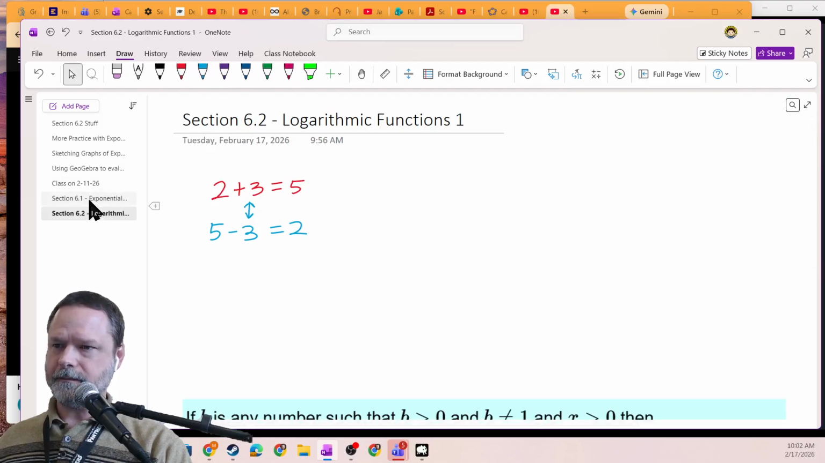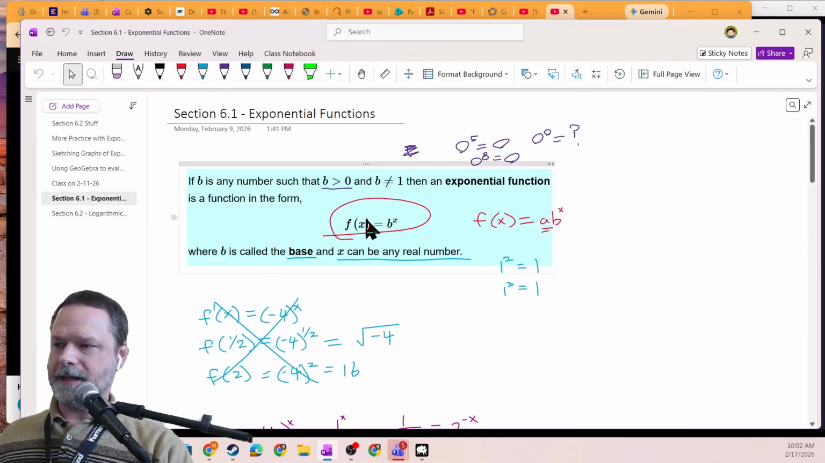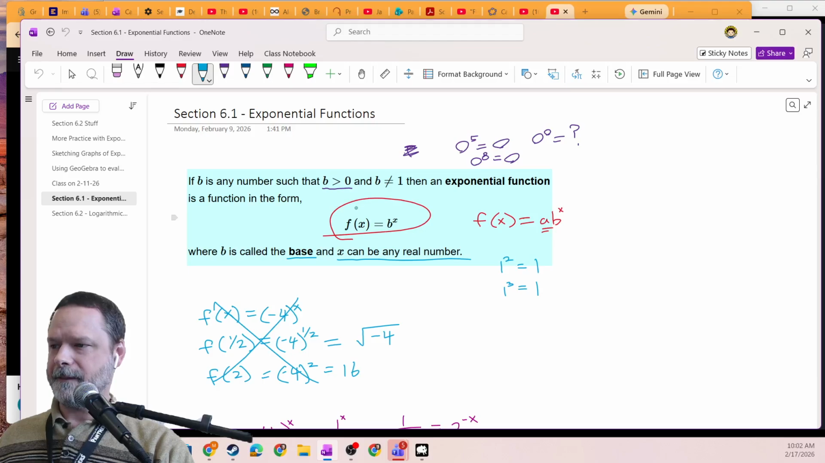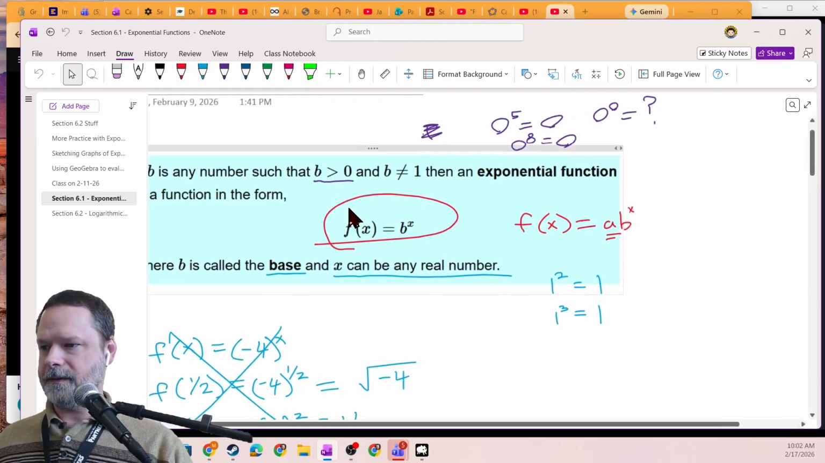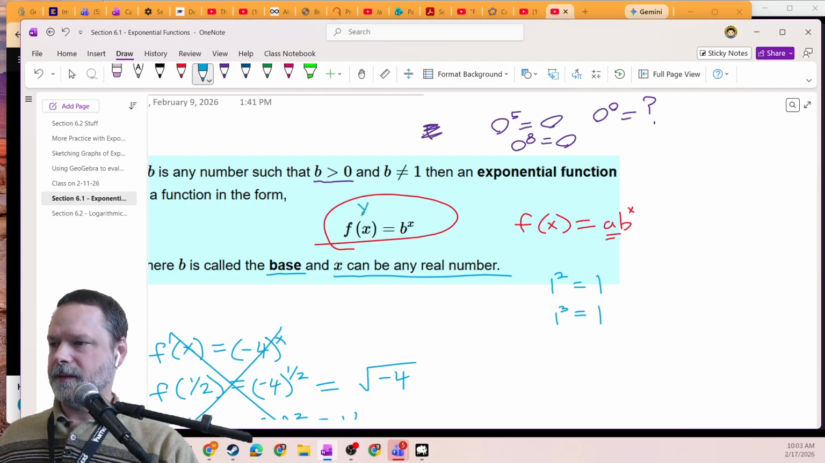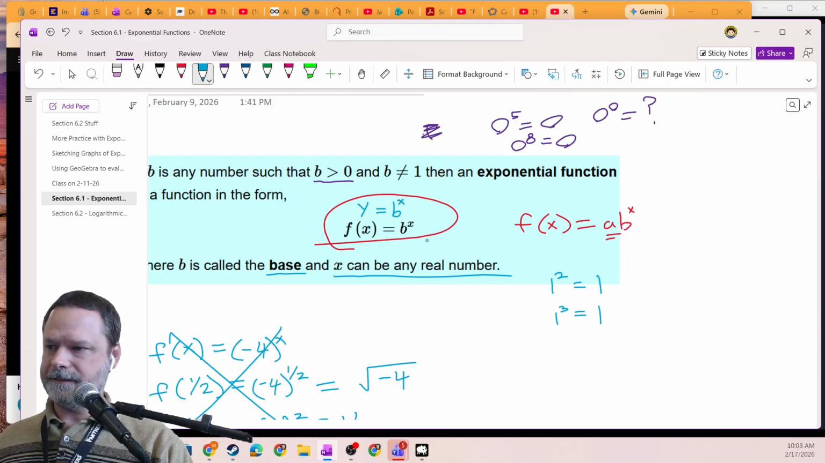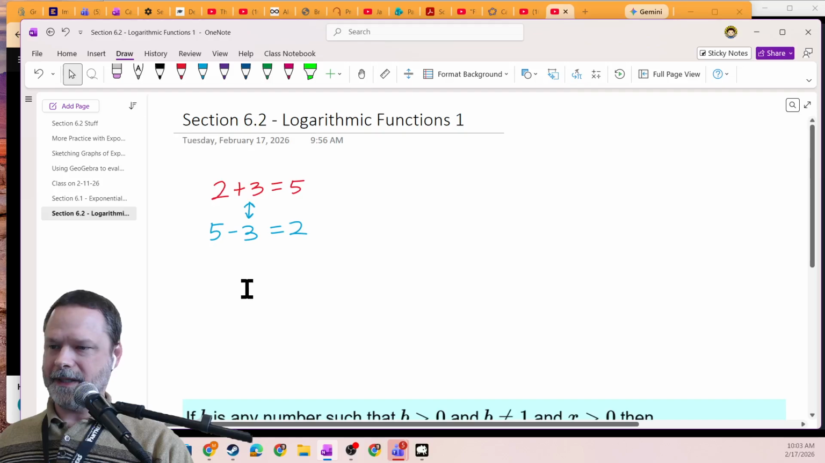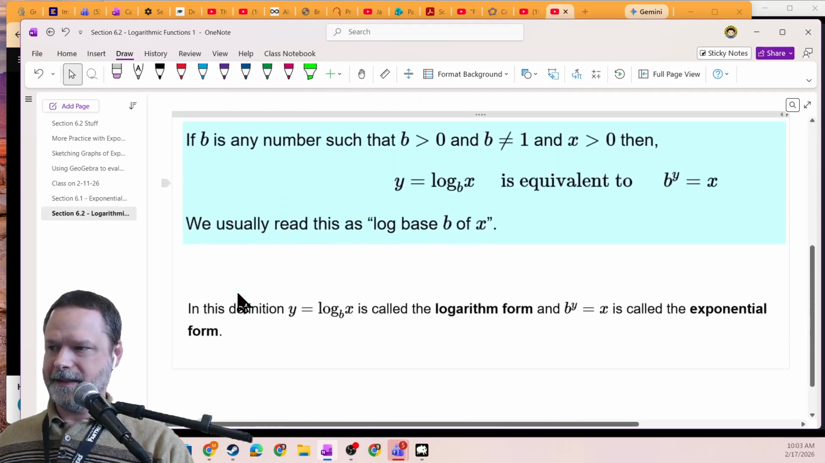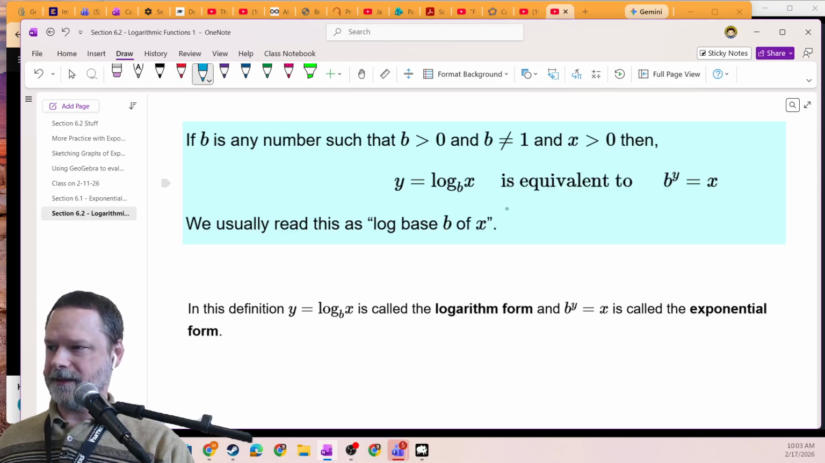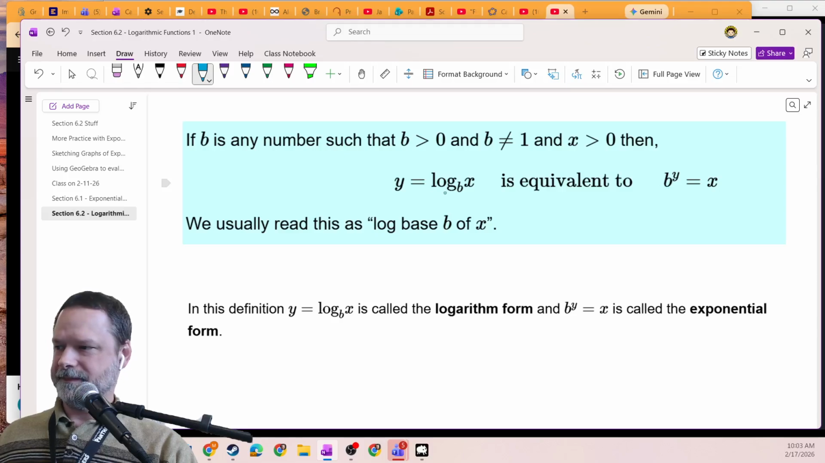Okay. We were told an exponential function is something raised to the x. These are notes from before. We could say y equals b to the x, right? But for a log, what we're going to say is the equivalent statement of, in this case, b to the y equals x.